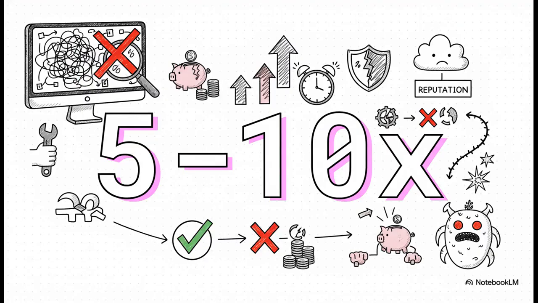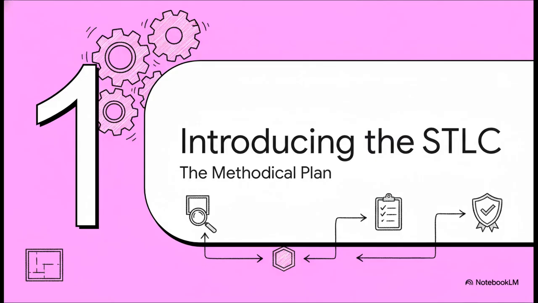And here's the kicker. Getting that testing wrong isn't just annoying. It's incredibly expensive. It costs 5 to 10 times more to fix a bug after a product is out in the wild. And that's a massive drain on money, on time, and, of course, on a company's reputation. So how do we avoid that expensive mess? Well, the answer is having a structured, methodical plan for quality.